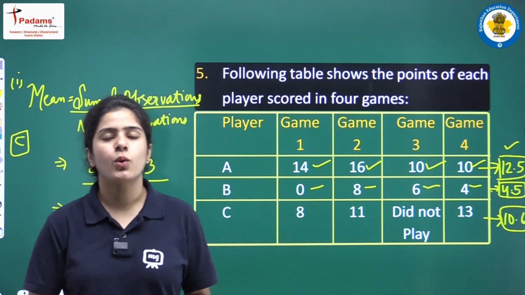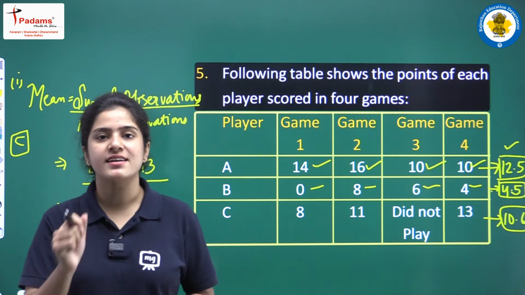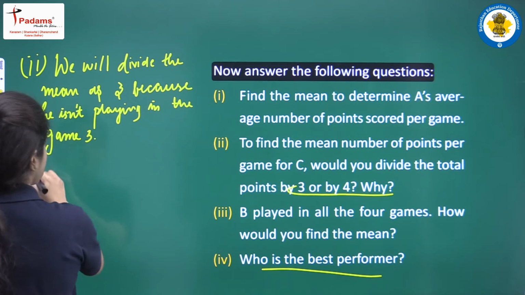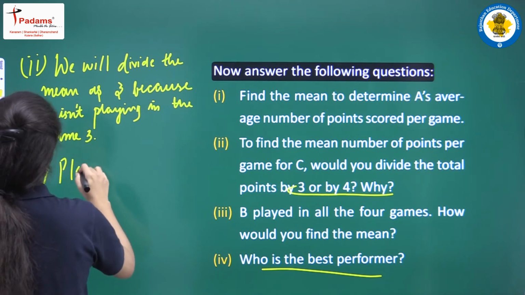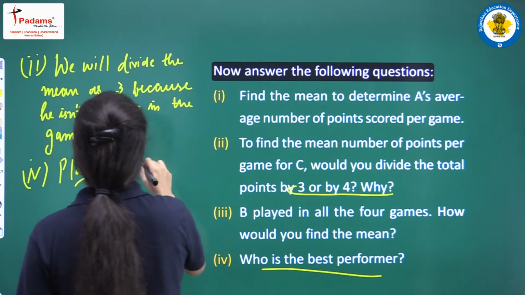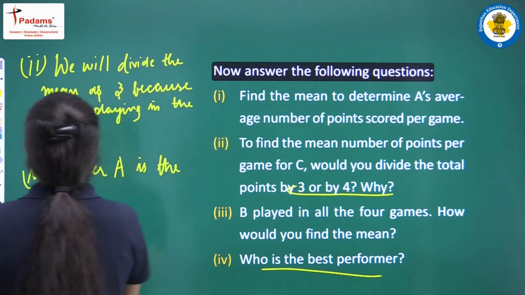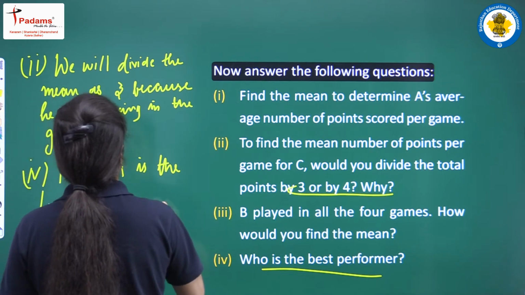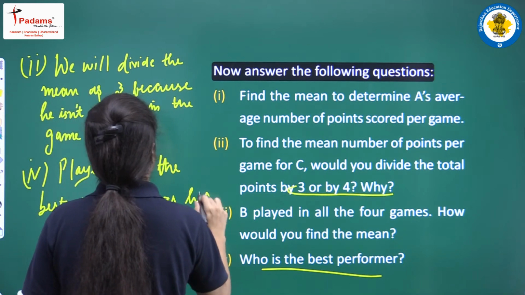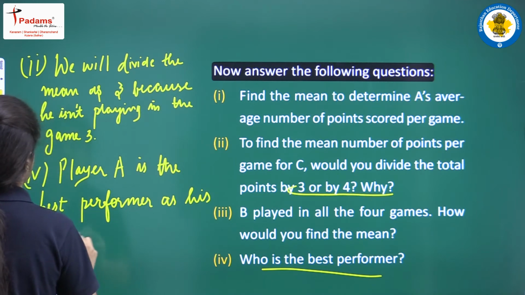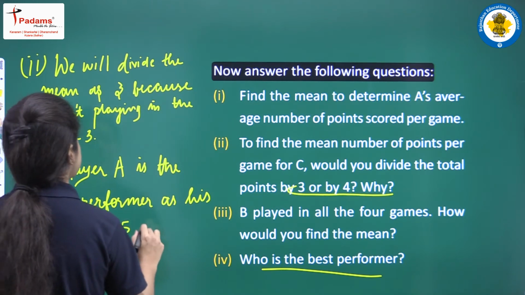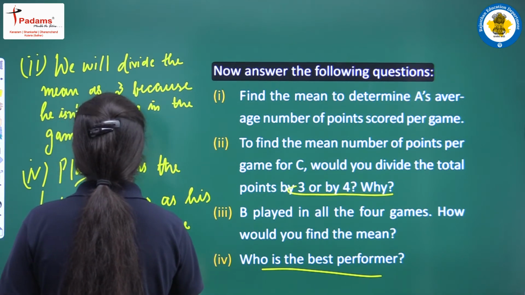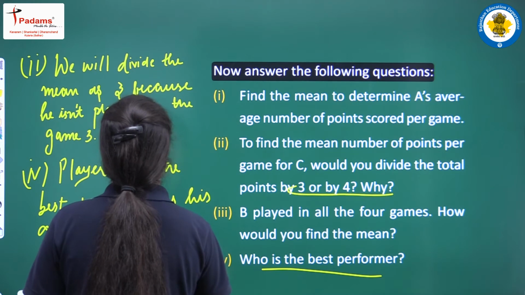Okay, so who is the best performer? Player A is the best performer. All right, students. So who is the best performer? Player A. Player A is the best performer as his average is 12.5. That is the most as compared to B and C. Okay, students.